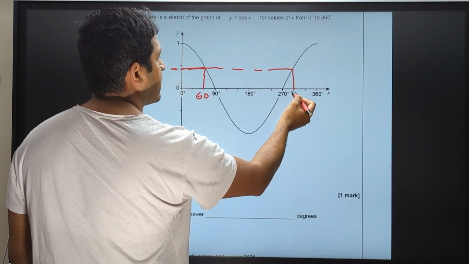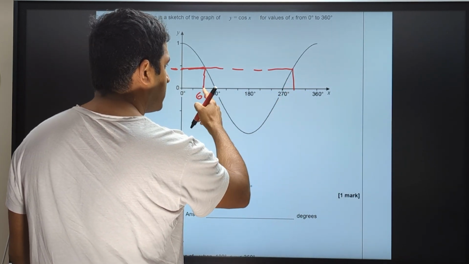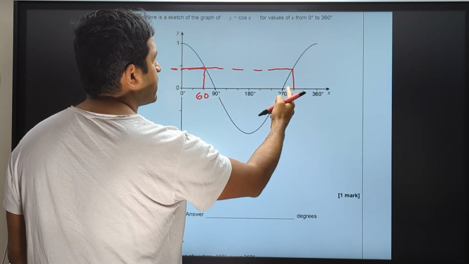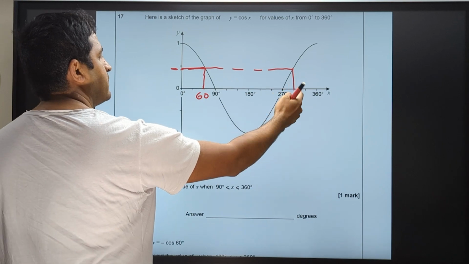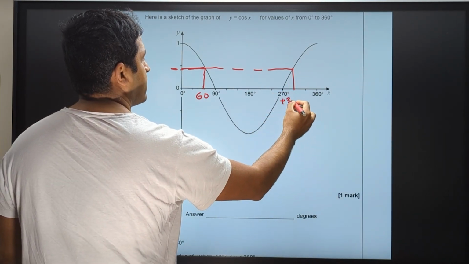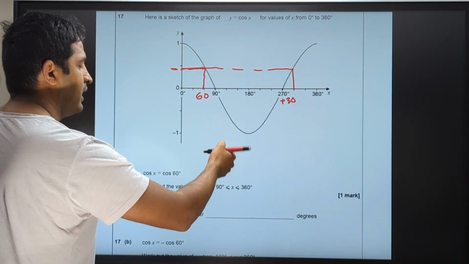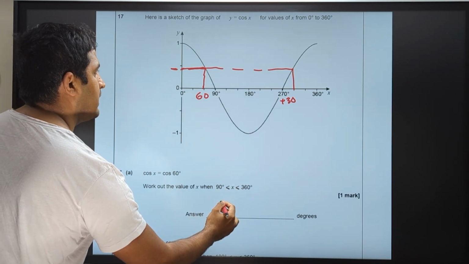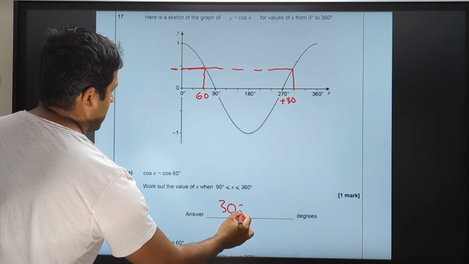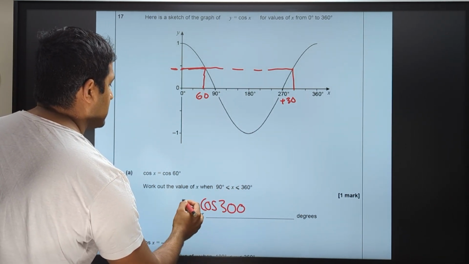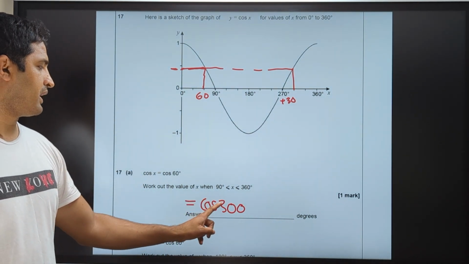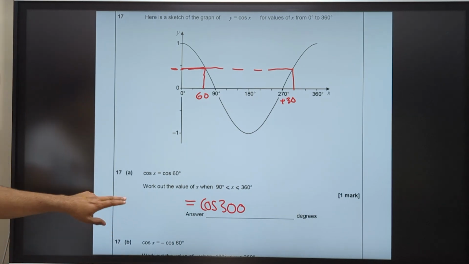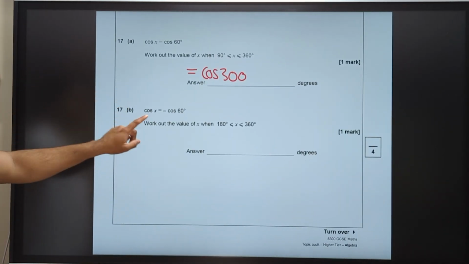And that is 60 degrees more than, not 60 degrees, sorry, 30 degrees more than 270. It's an identical graph. So from 90 to that way, 270 to that way. So that's plus 30 here from 270. That means it's the same thing as cos 300. Okay, so cos x can be the same as cos 300. That's it. That's what we're looking to do here.